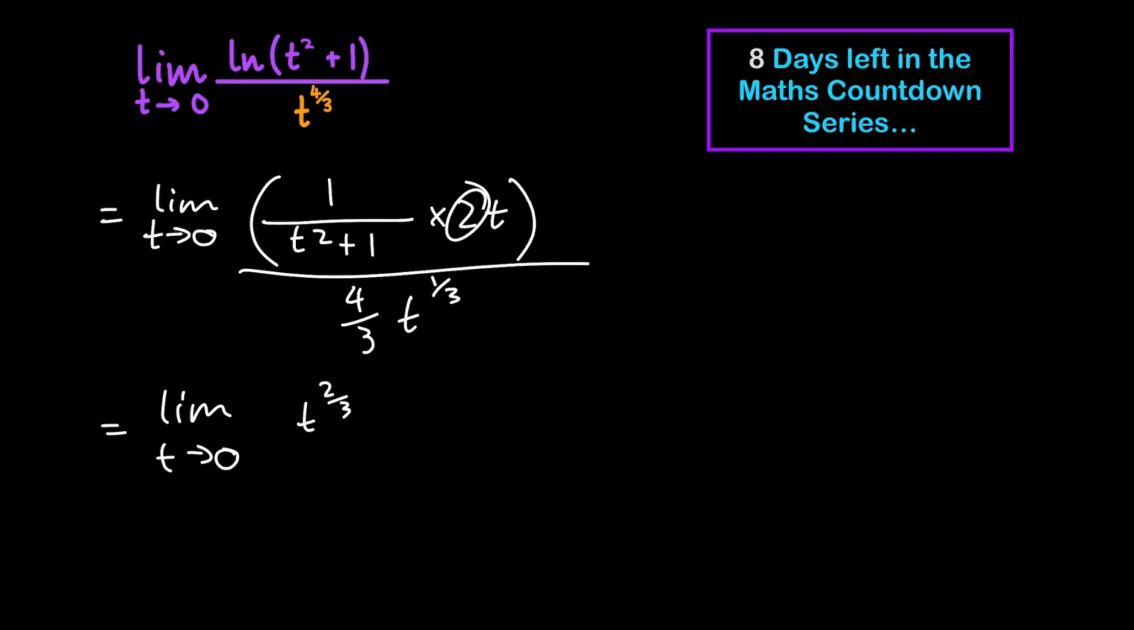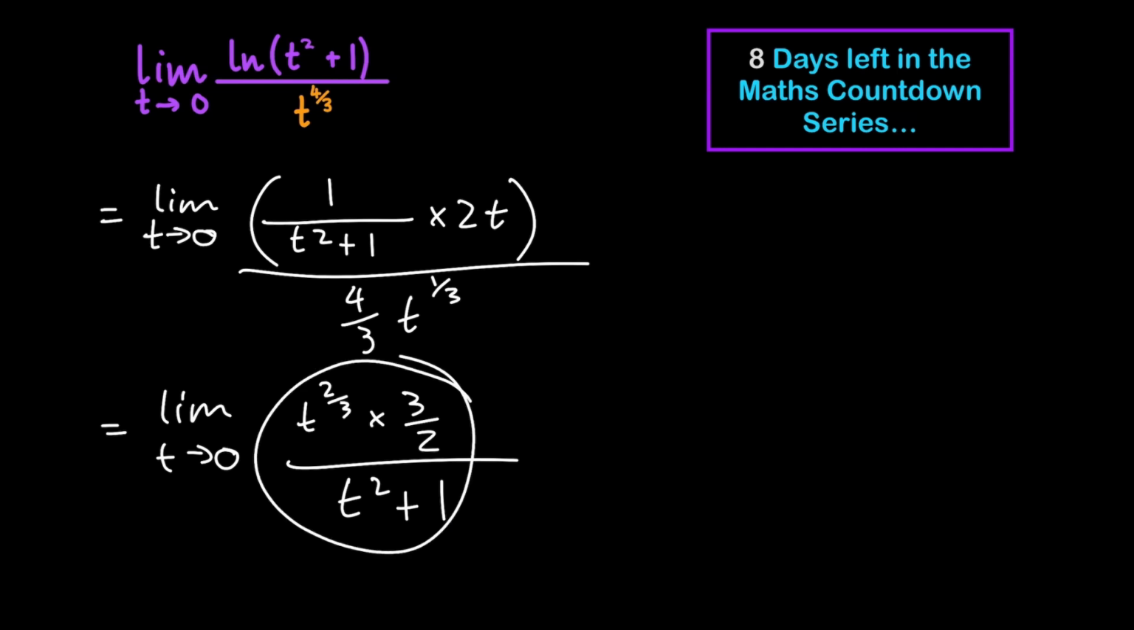And now we also have 2 divided by 4 over 3, which is the same as 2 times 3 over 4. And 2 times 3 over 4 is the same as 3 over 2. So that is times 3 over 2. And now we're left with t squared plus 1 in the denominator. So now we can see if we're able to evaluate this limit now that we've performed L'Hopital's rule and we have simplified the expression.